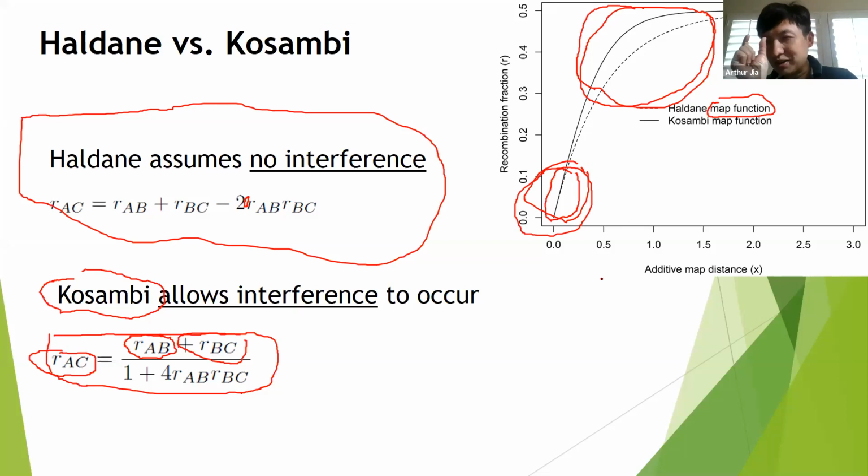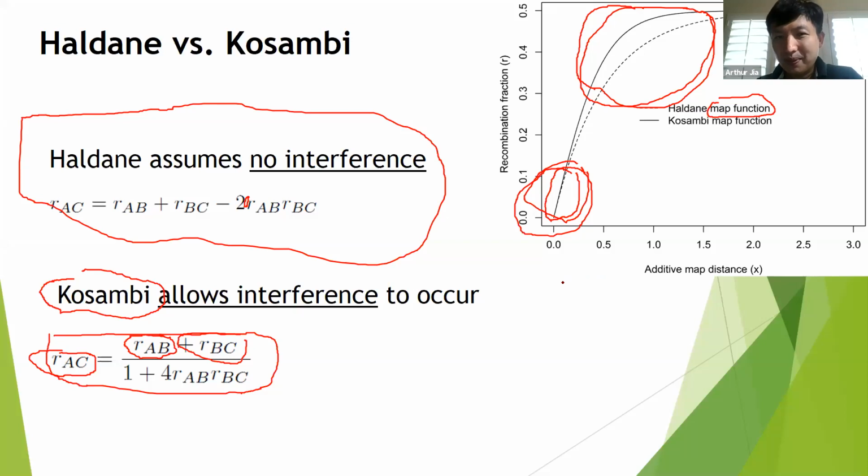If you think about a very small genomic region, and you already have a crossing over in this region, this crossover will completely prevent another crossing over occurring. Do you agree?